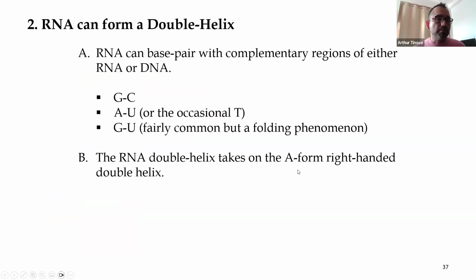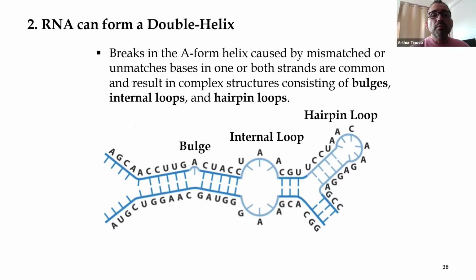I didn't actually go into the different types of structure again. This is something that would be more of a biochemical structural perspective, and so I just wanted to give you an overview. What's really important is that as part of the way that RNA can form, you can have breaks in the A-form helix that are caused by mismatched or unmatched bases in one or both strands that result in more complex structures.